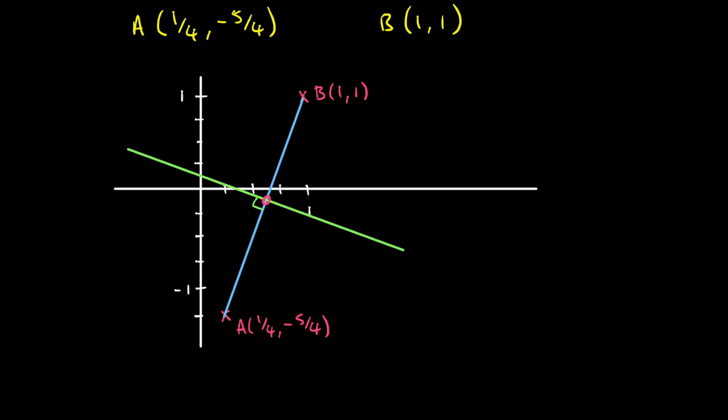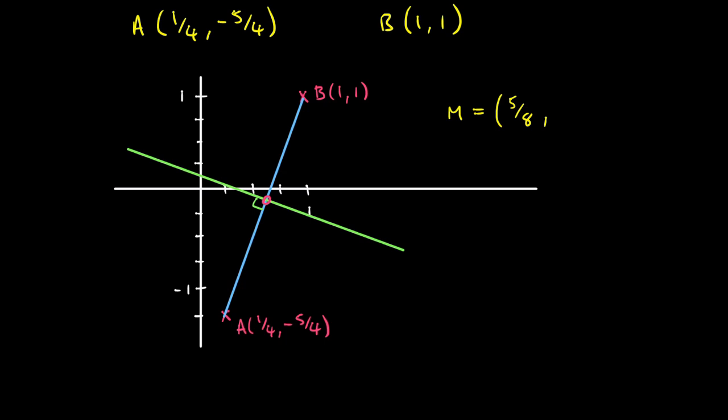All right, then, so let's get that gradient. Let's get the midpoint as well. So how do we get the midpoint? The midpoint is found by adding up the two x coordinates and dividing by 2. So if we do 1/4 plus 1, we get 5/4, divided by 2 is 5/8. Okay, so that's the x coordinate there.